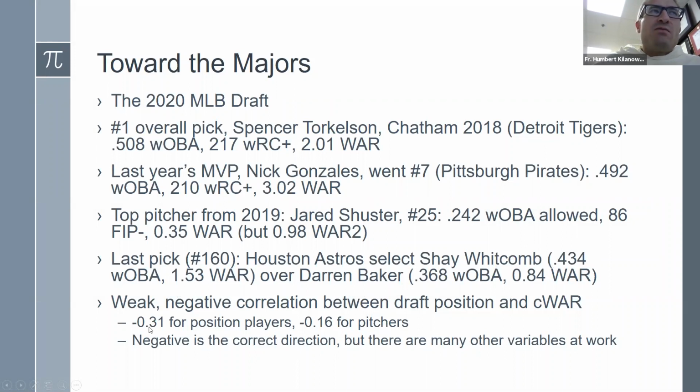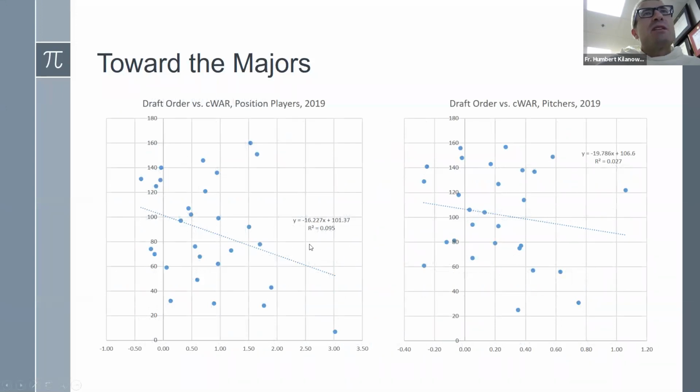If we tried to graph the relationship between wins above replacement and draft position, you'd expect a negative correlation, because players who were drafted earlier should be ones with higher wins above replacement. But as we see from these graphs, the correlation is very weak. With position players, r is about negative 0.31. For pitchers, it's about negative 0.16.